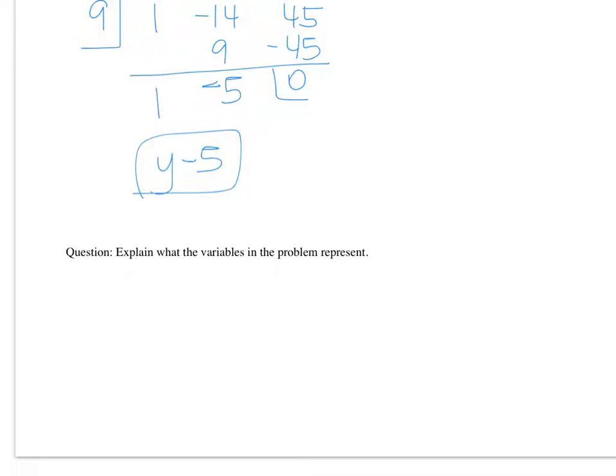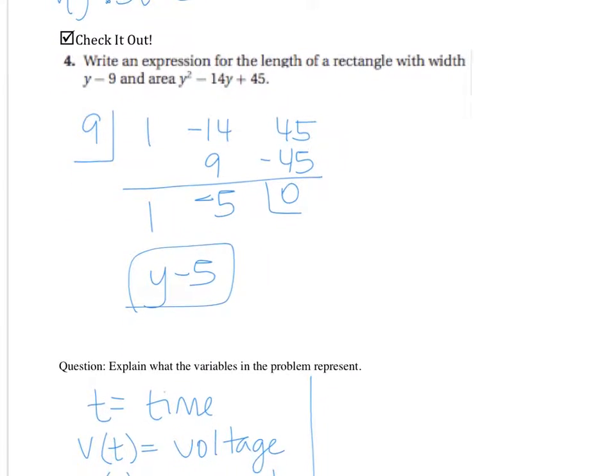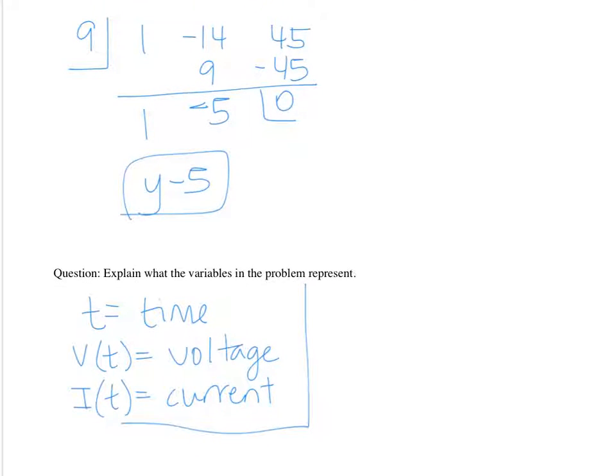And which of the variables in the problem represent what? Well, t is time. V of t is voltage. And I of t is current. That was in our first one. In this one, right above us, the variable is a length.